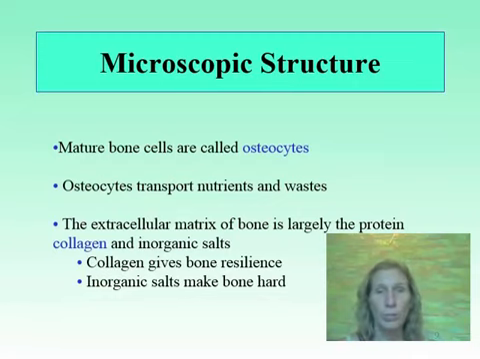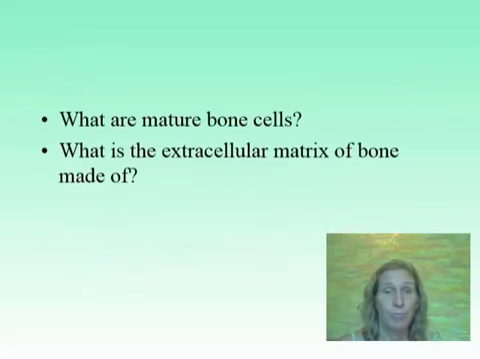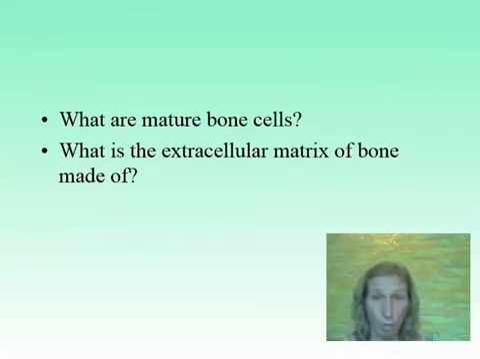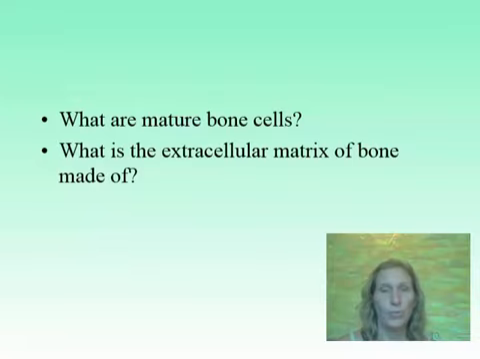The extracellular matrix of the bone, outside the cells, is largely the protein collagen. We've seen that protein before. It's a white, very, very strong protein, and inorganic salts. Collagen gives the bone resilience, while the inorganic salts make the bones very hard. The mature bone cells are called osteocytes, and the extracellular matrix of bone is composed of collagen and inorganic salts.